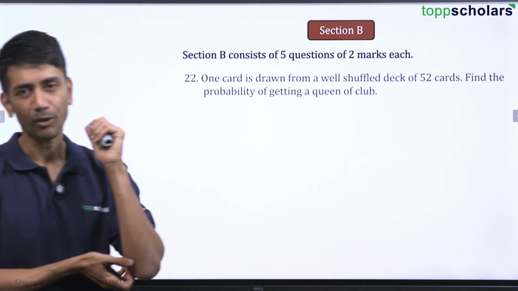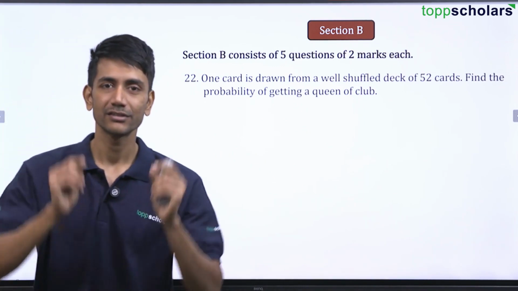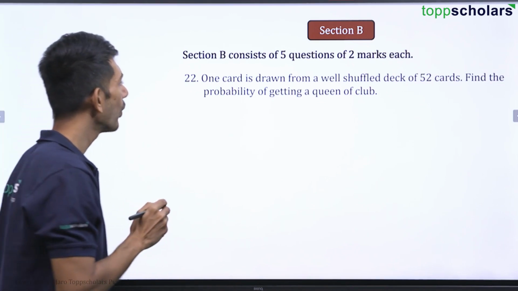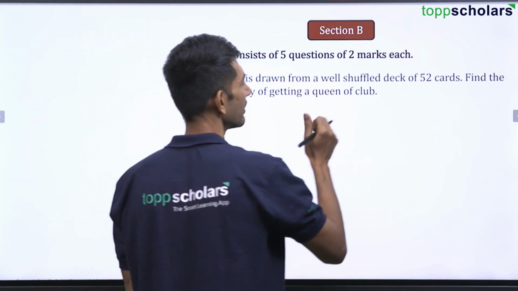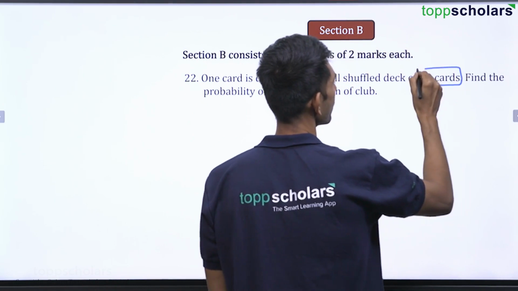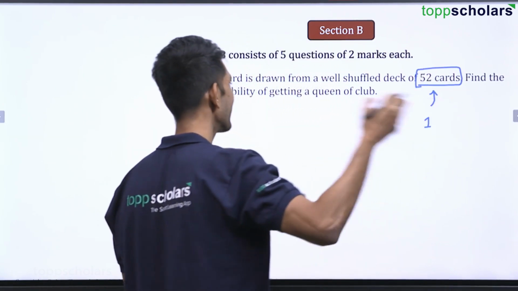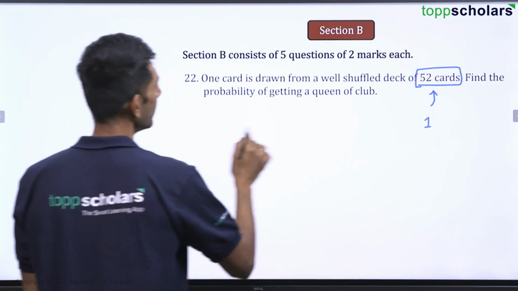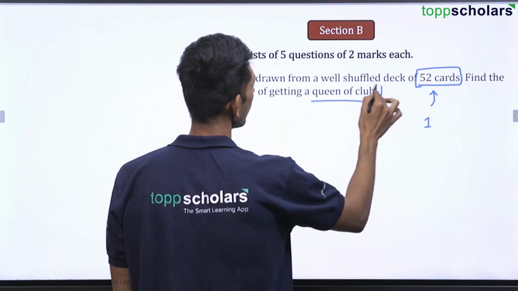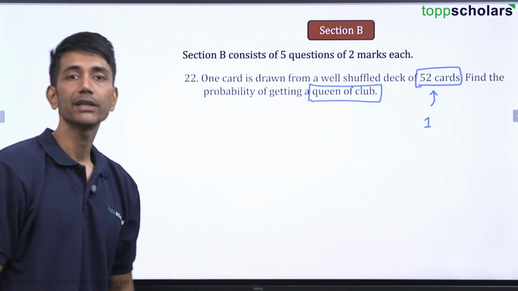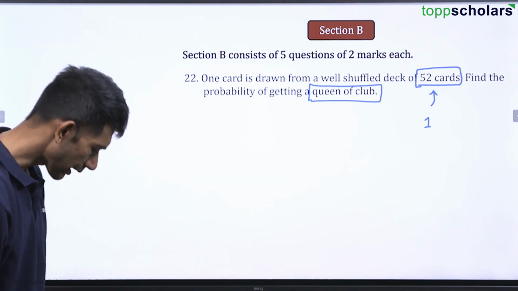A question based on probability. As I told you before also, this is one of those chapters we don't have to miss. The question says, one card is drawn from a well shuffled deck of 52 cards. So from 52 cards, one card is drawn. Find the probability of getting a queen of club.